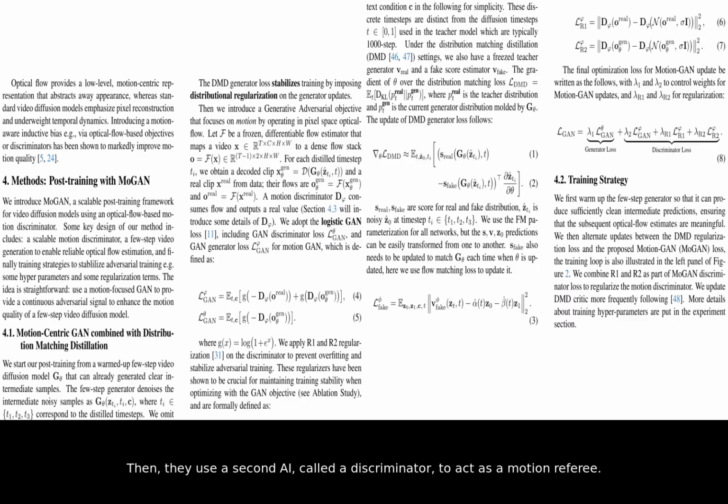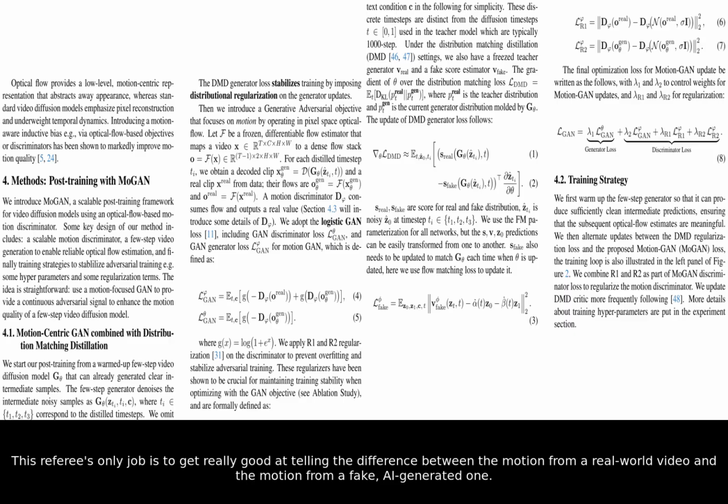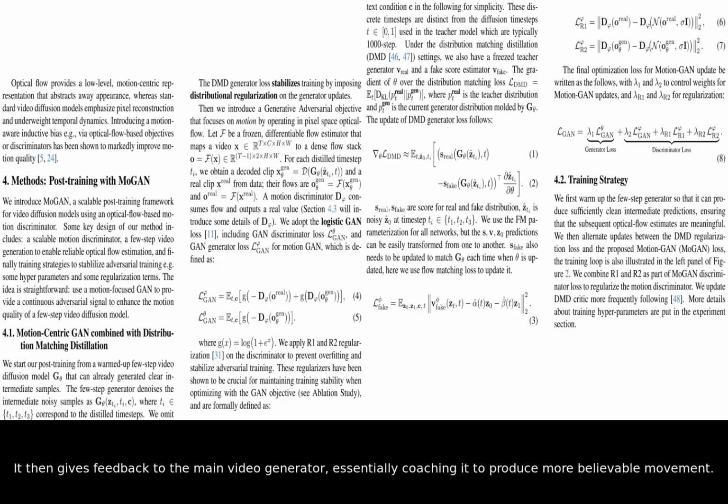Then, they use a second AI, called a discriminator, to act as a motion referee. This referee's only job is to get really good at telling the difference between the motion from a real-world video and the motion from a fake, AI-generated one. It then gives feedback to the main video generator, essentially coaching it to produce more believable movement. This is a form of adversarial training where two AIs compete against each other to improve the final result.